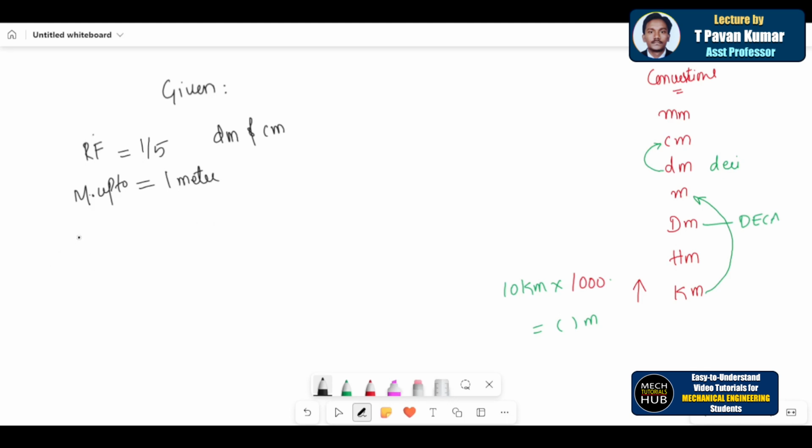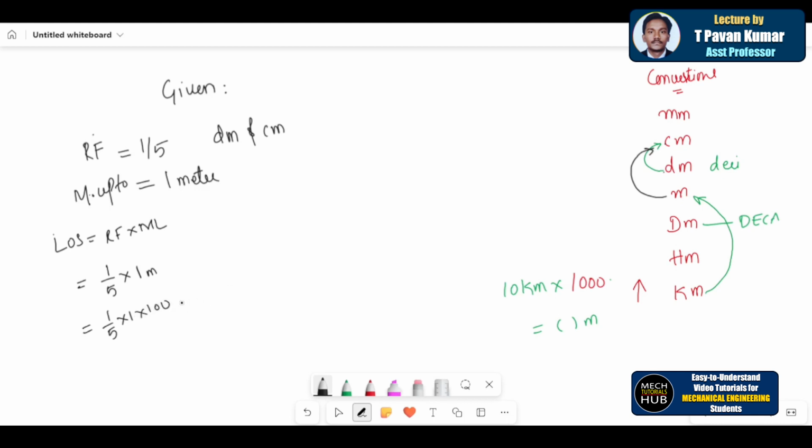Keeping this in mind, try to calculate. RF is given, so I need to calculate the length of the scale. Length of scale is equal to RF into maximum length or maximum distance. 1 by 5 into ml, 1 meter is given. If I want to convert meter to centimeter, 2 zeros, nothing but 100. That is equal to 1 by 5 into 1 into 100.